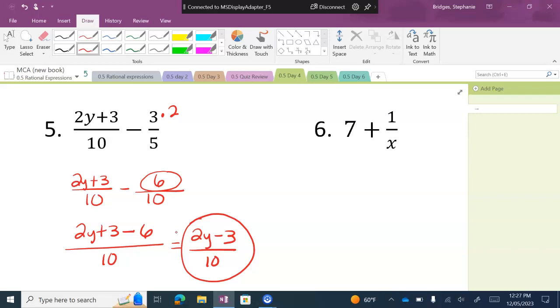Now, with number 6, first of all, in order to add fractions, don't I need 2 fractions? So how do I turn 7 into a fraction? Put it over 1. Okay. So one of my denominators is 1. One of my denominators is x. So what would my common denominator be? 1x, yeah. Or just x, which means the same thing.